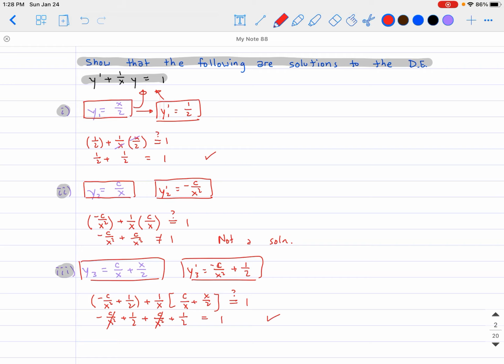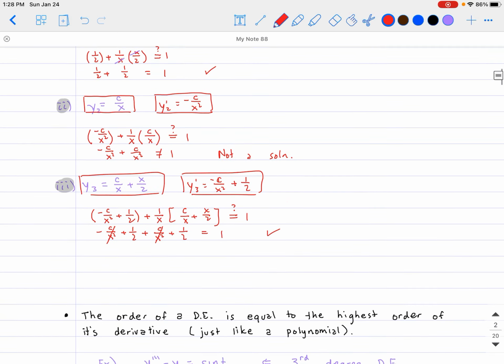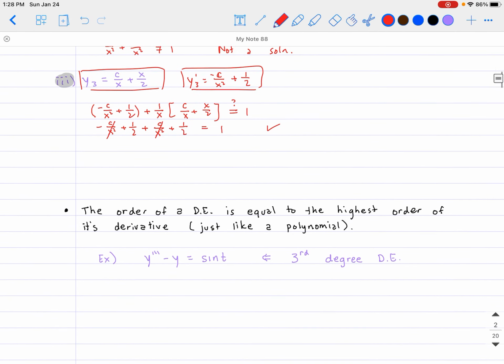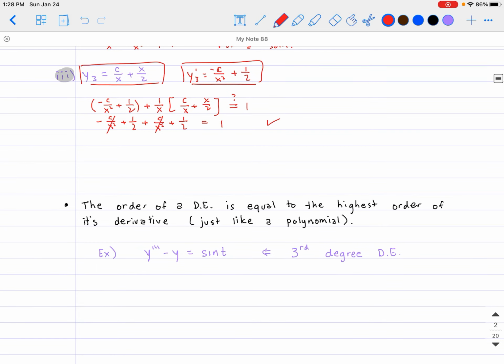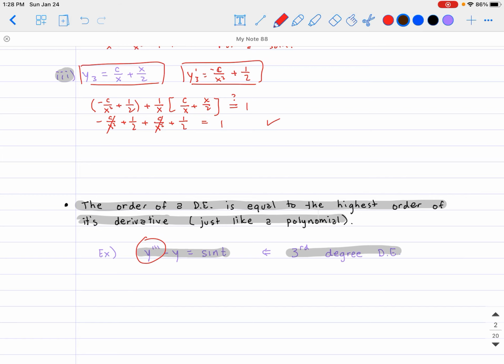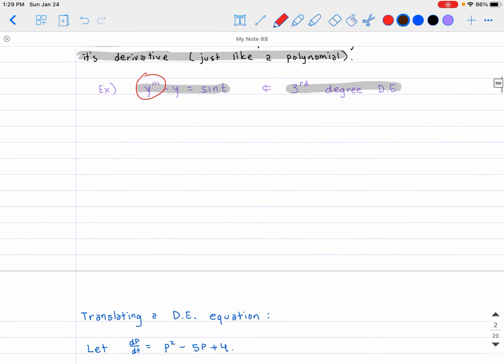So there you go. That's how you can verify whether the solution that's given to you for a differential equation actually is a solution or not. Okay. A few more things: the order of the differential equation is equal to the highest order of its derivative. It's basically like a polynomial. So for example, if you have y triple prime minus y is equal to sine of t, we call that a third order differential equation because at the very beginning you have y triple prime, and that's the highest derivative order in this case.